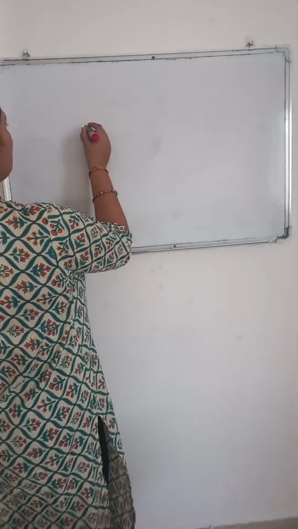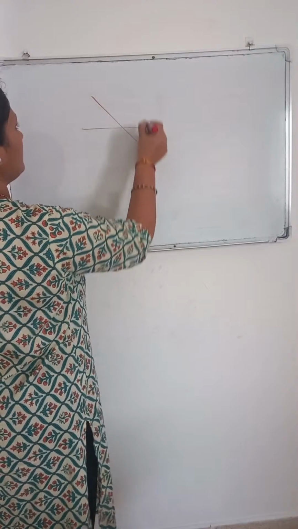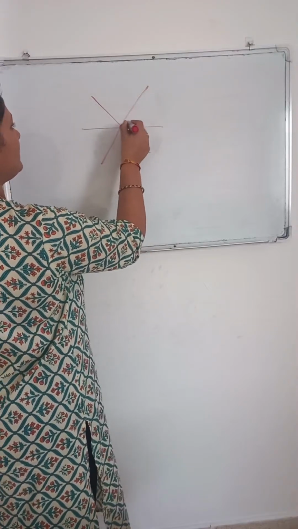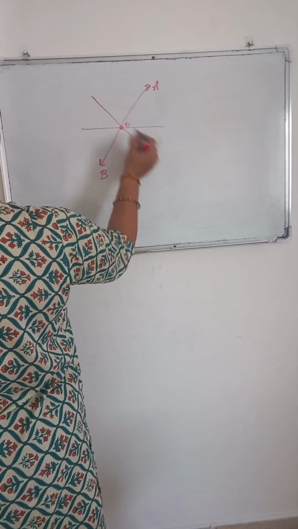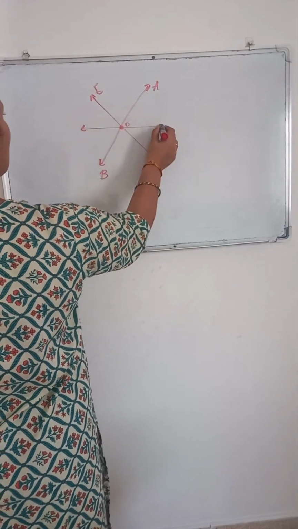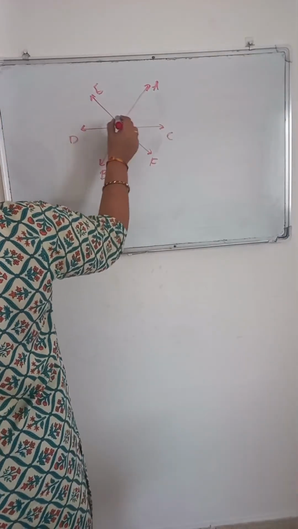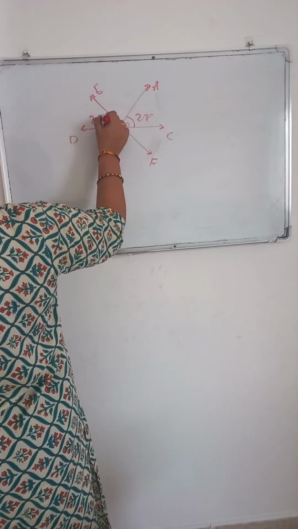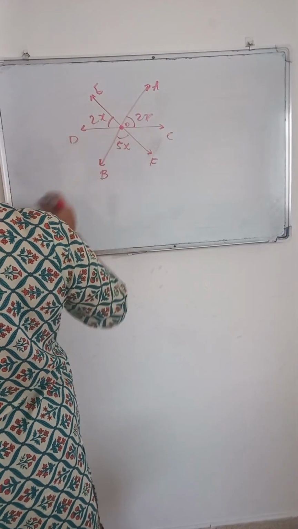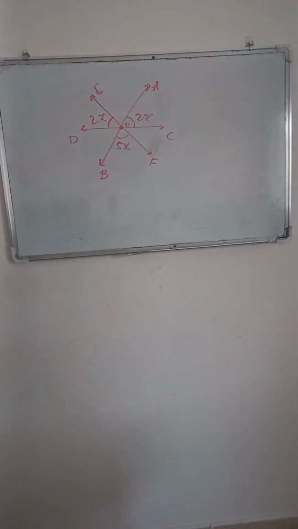So if they are intersecting at O, here I'll draw the figure. They are intersecting at point O. Okay. So here they gave this as A, this as B, this is F, this is E, and this is C, D. This angle is 2x, this angle is 2x, this angle is 5x. So they are asking us to find out the value of x.